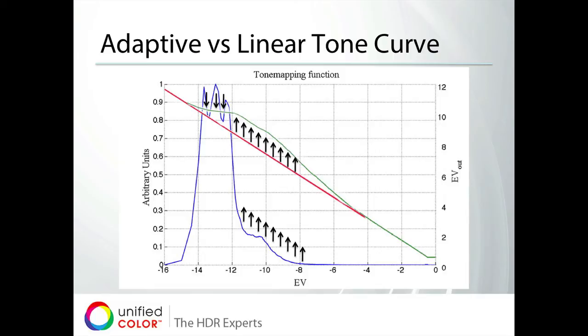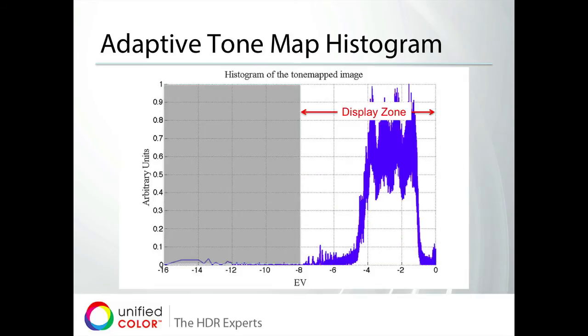So once I apply this tone curve to the image, I end up with this tone mapped histogram. And you can see now how the histogram shape is much wider, and I capture a lot more of that highlight contrast and detail that I wanted.